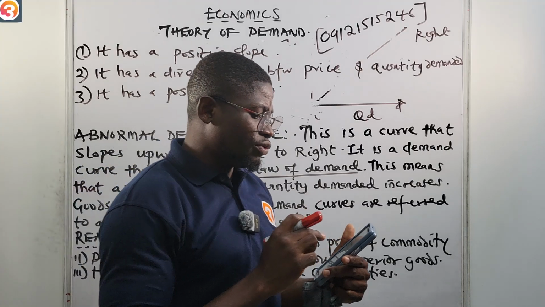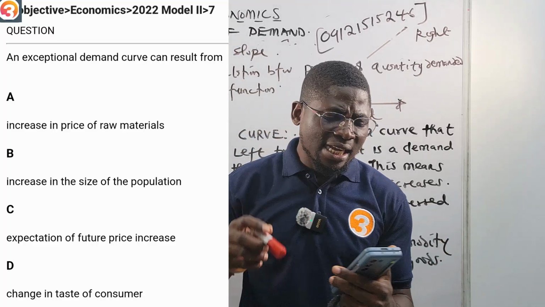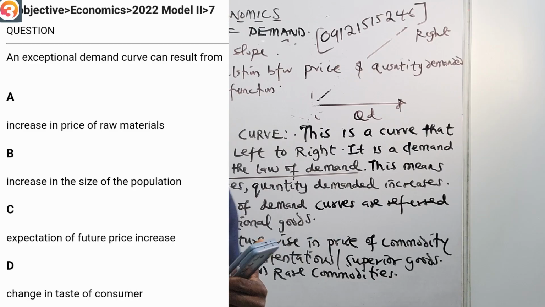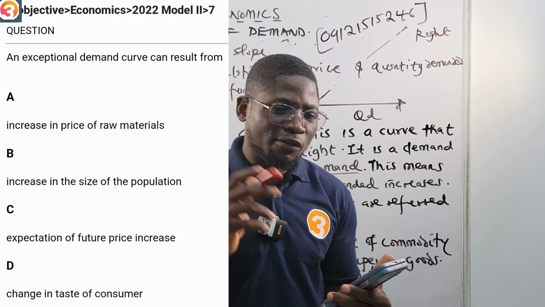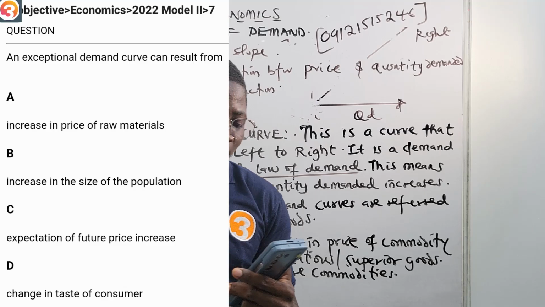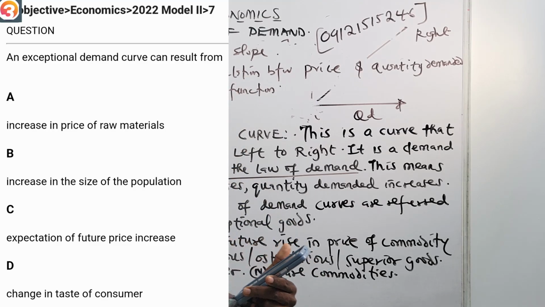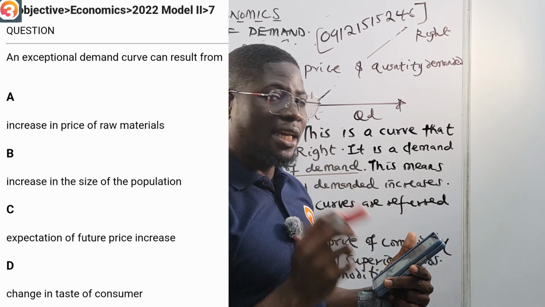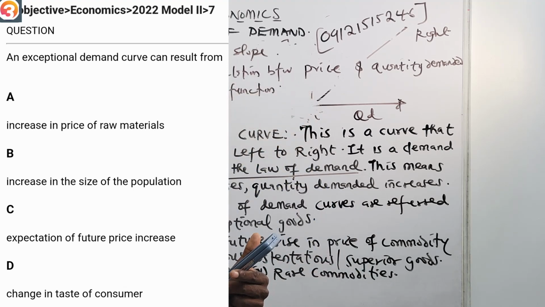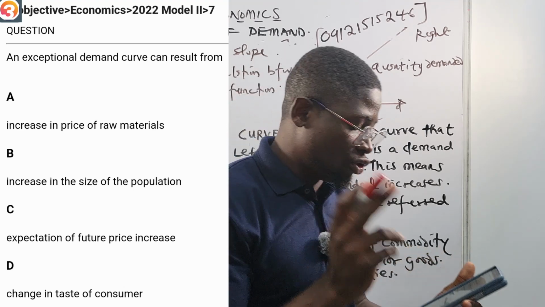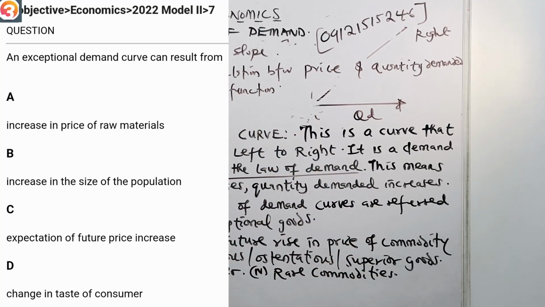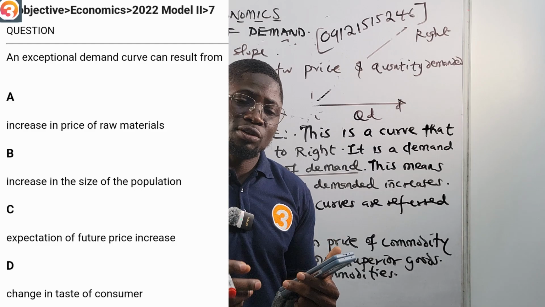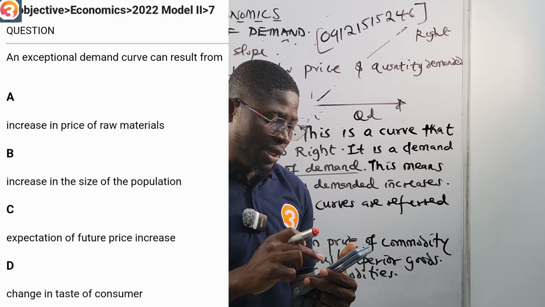Let us see 2022 number 7. It says an exceptional demand curve can result from A, increase in the price of raw materials. B, increase in the size of the population. D, expectation of future price increase. C, change in the taste of the consumer. So the correct answer there is option D. Obviously, when people fear a future rise in price, it is a reason why we have this exceptional demand curve or the abnormal demand curve.